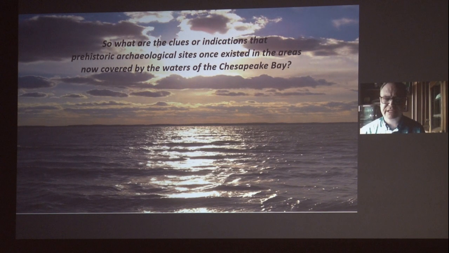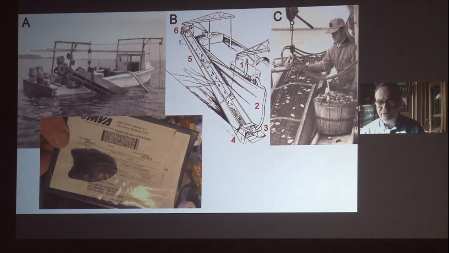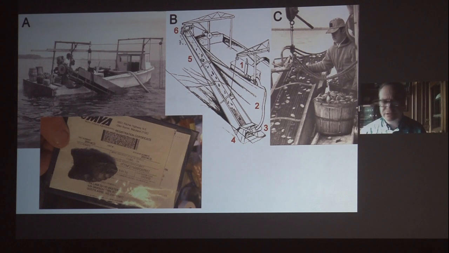So what are the clues and indications that prehistoric archaeological sites once existed in the areas now covered by the waters of the Chesapeake Bay? I happened to be privileged to work on a clam dredge when I was in college. And these things are great sieves. They excavate the bottom and they sieve the sediments. And you find artifacts like the one in the lower left here, found by fishermen in the Chesapeake Bay.